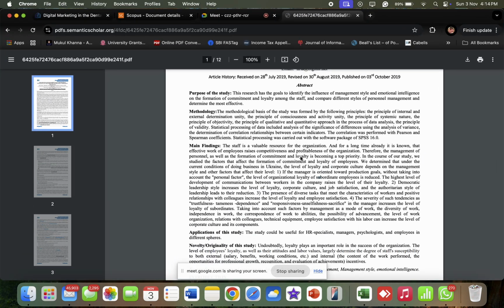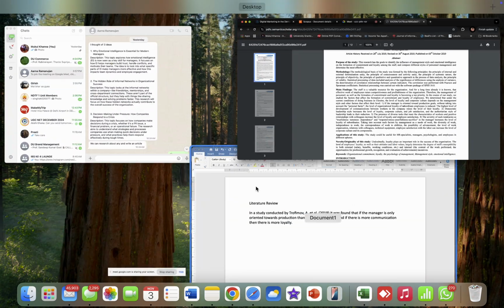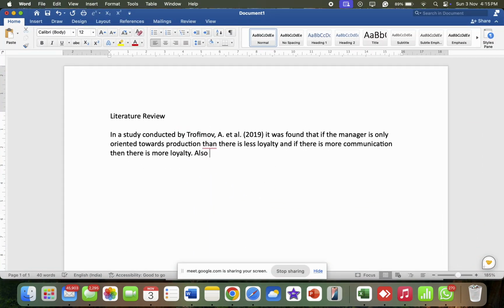We can simply take other points as well, like for the second one, democratic leadership style leads to more loyalty and cooperation, whereas authoritarian style leads to reduction. So basically it was also found that which style? Democratic.